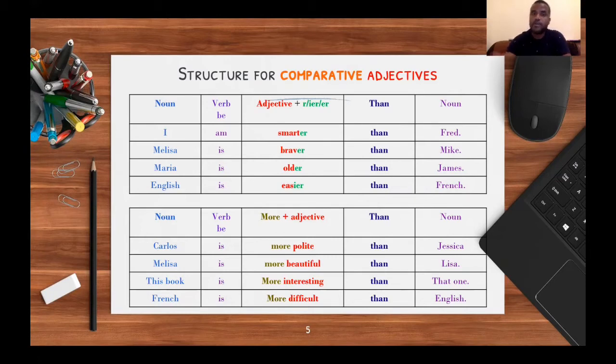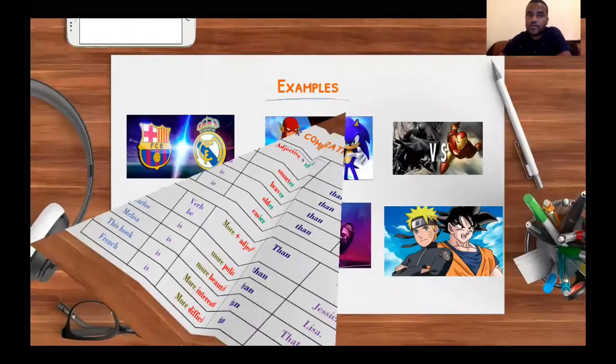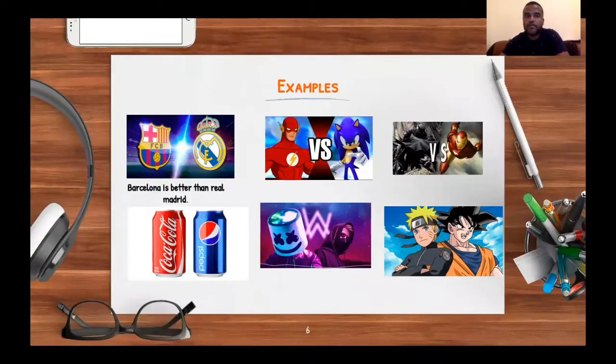But when we have a short adjective, we are just going to add er. With a long adjective we put more plus the adjective, and then the exceptions. Like in these examples, French is more difficult than English. We put more plus the adjective and the thing that we compare. Here we are comparing French and English. This is what we have in the comparative. We add er when we have a short adjective, but when we have a long adjective, we put more. Now, before moving on to the superlative, we have some examples.